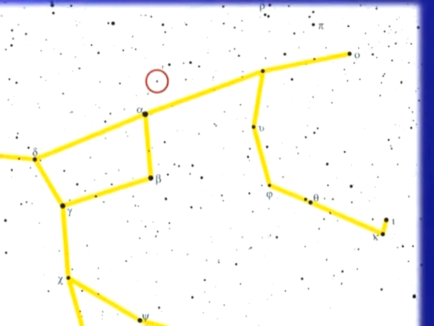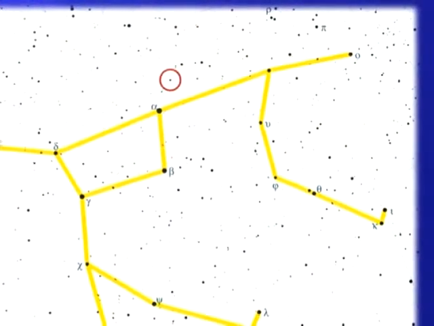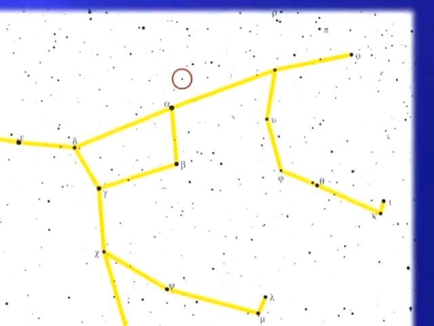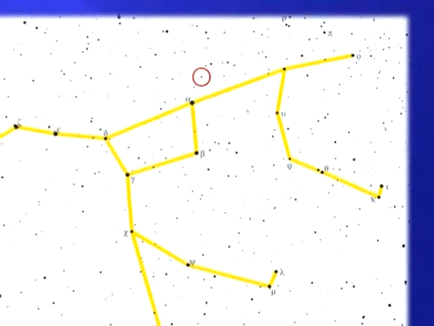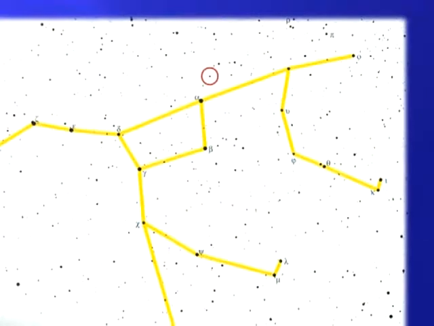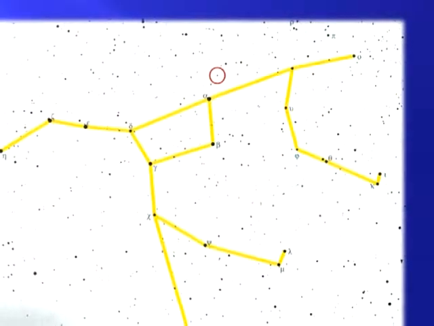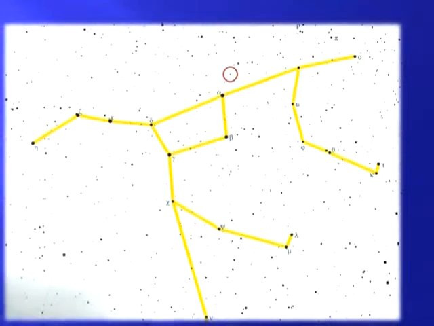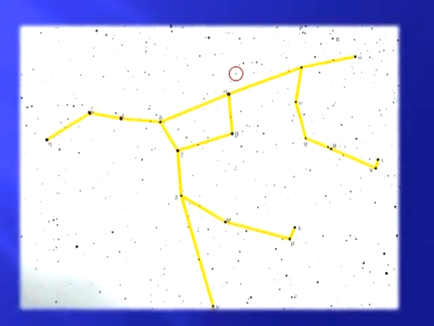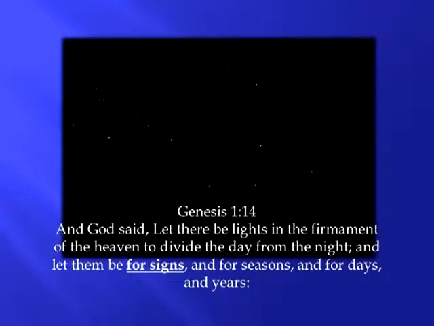Now the interesting thing about this constellation, in the Greek mythology, this is called the Big Bear. But if you go back and you look at the Hebrew and the Aramaic, this constellation wasn't a bear. It's called the Greater Sheepfold. In Hebrew culture, this constellation literally means the collection of the redeemed. Genesis 1:14 says, "And God said, let there be lights in the firmament of the heaven to divide the day from the night, and let them be for signs and for seasons and for days and for years."